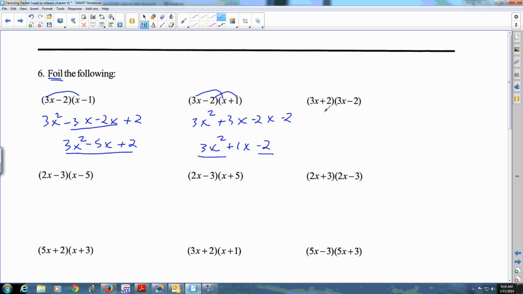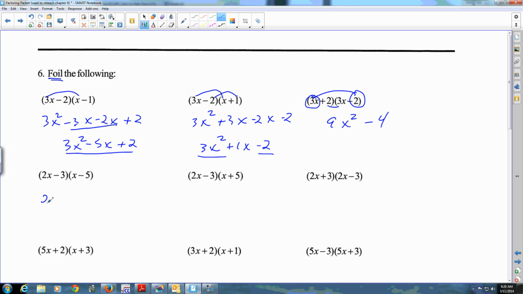Okay? So 9x squared, oh, that's the difference of squares pattern, isn't it? So 9x squared minus 4, because the middle is going to cancel. Notice, minus 6x plus 6x, the middle's gone. So when you see that pattern, you can just square the first, square the last, and subtract them.